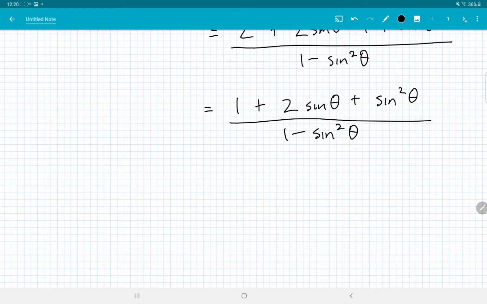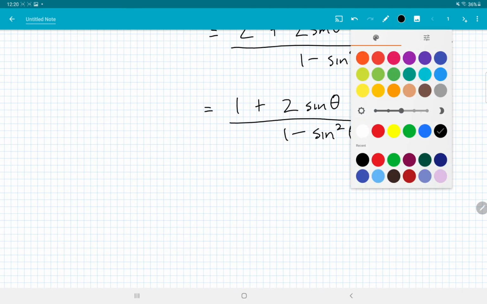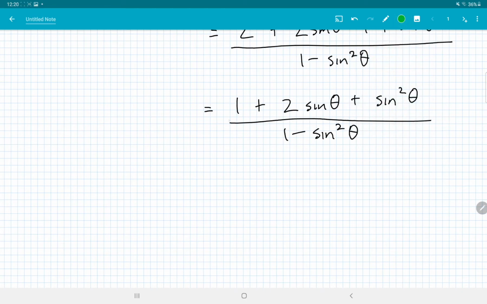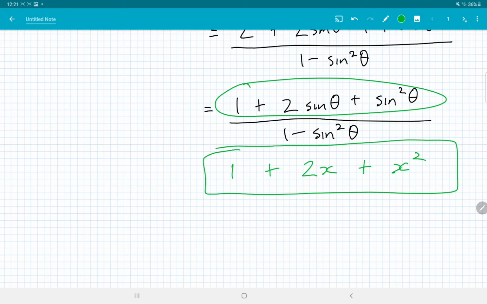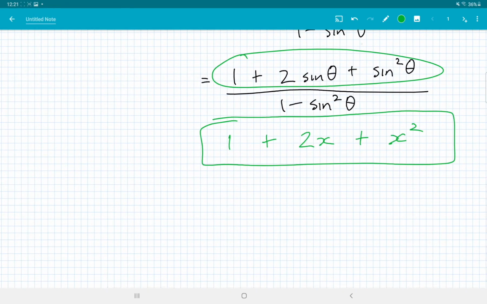You can't really proceed without factoring. So I'm going to take a pause for a second here and just show you this. Just look at the numerator: 1 plus 2 sine theta plus sine squared theta. That's the same as if you were looking at 1 plus 2x plus x squared. Just treat sine theta as x, and we factor this. That's going to be the next step. Okay, so let's get rid of this.